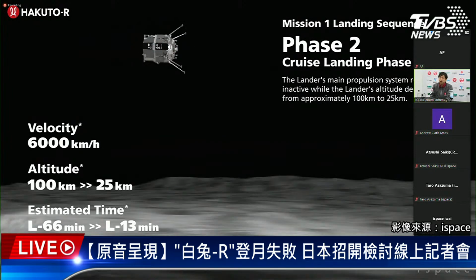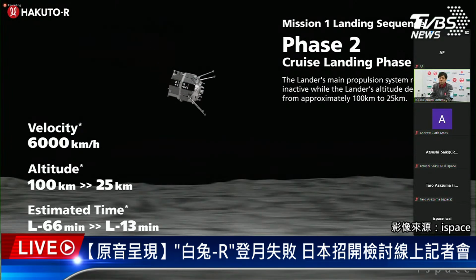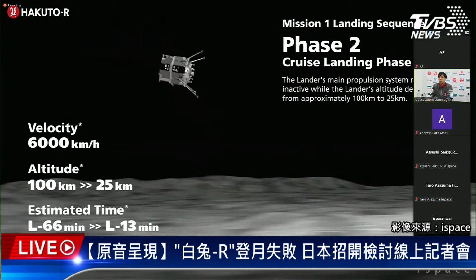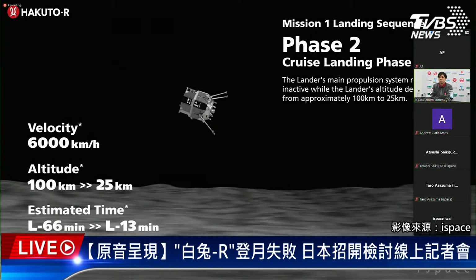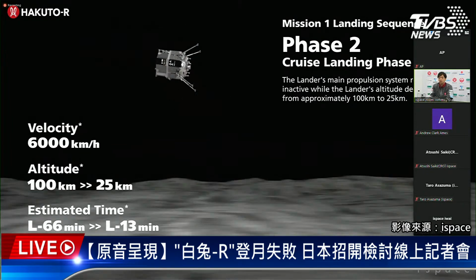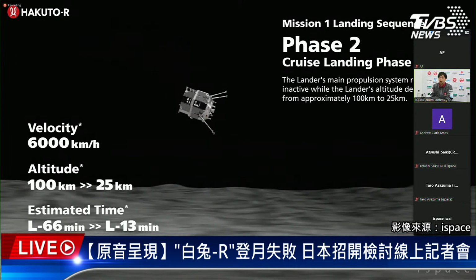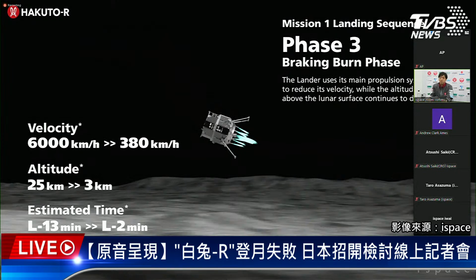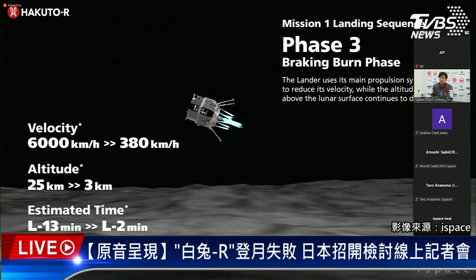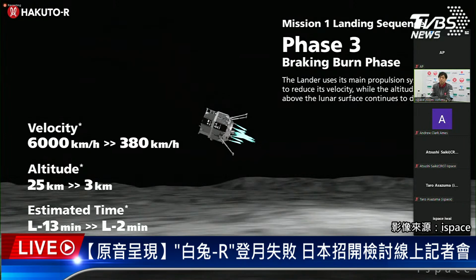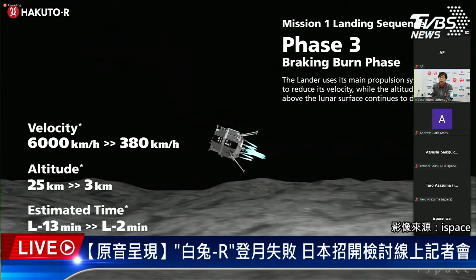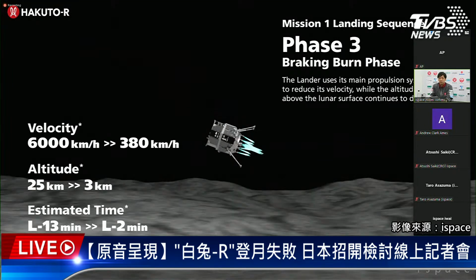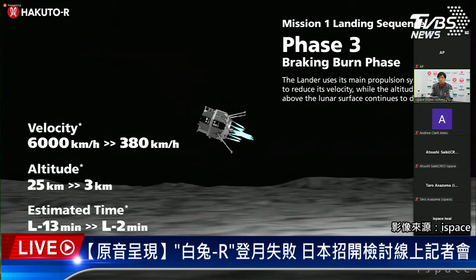Please move on to the next slide. In phase 2, the lander was already on the course of the elliptical orbit, approaching around 20 kilometer altitude. But before that, at around 25 kilometer altitude, the lander started the deceleration operation. This is called the braking burn. During that phase, the lander drastically decreased its velocity.